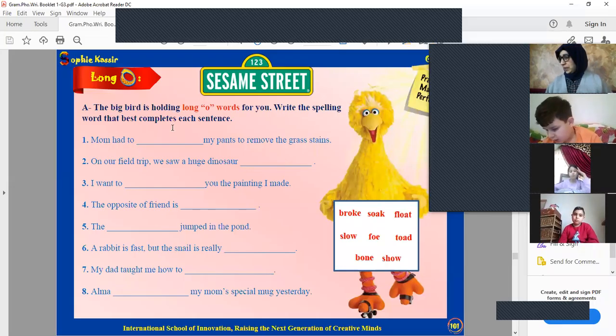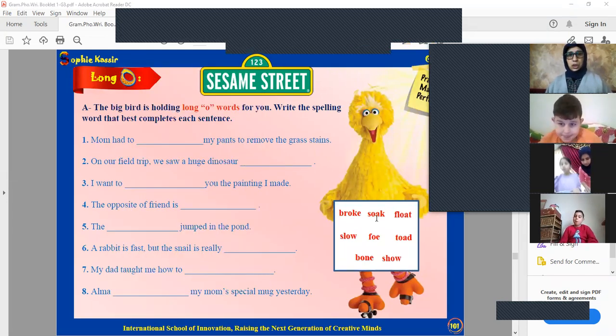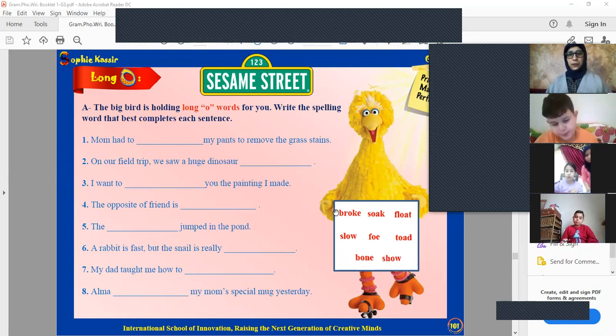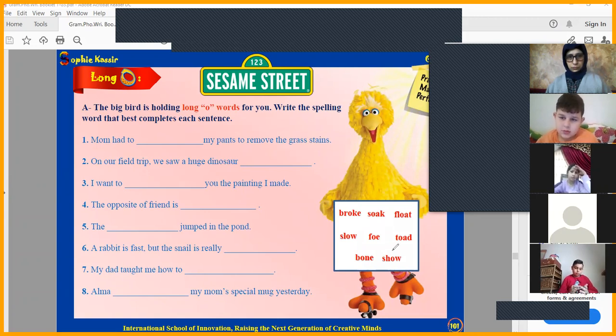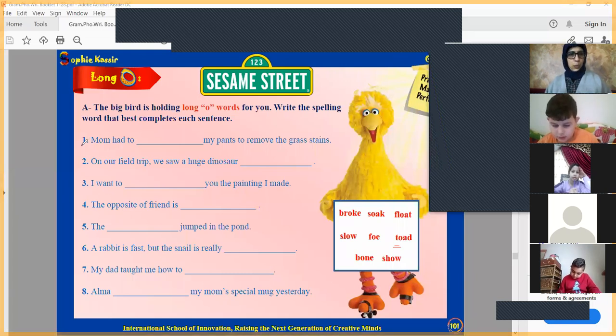Word that best completes each sentence. I'm going to start with Aya Skeiki. Yalla Aya. These are the words: broke, soak, float, slow, fall, toad, bone, show. Aya, read for me these words again, please. Broke, soak, float, show, slow, fall, load, bone, show. Toad, bone, and show. Okay, Aya, yalla, read number 1.